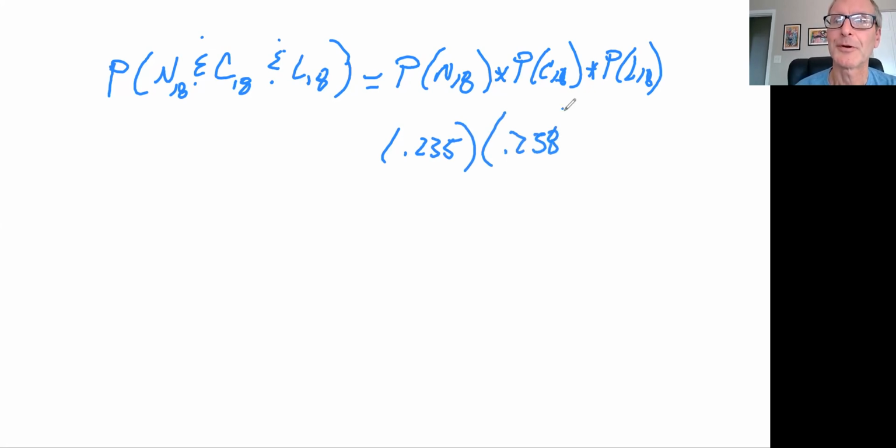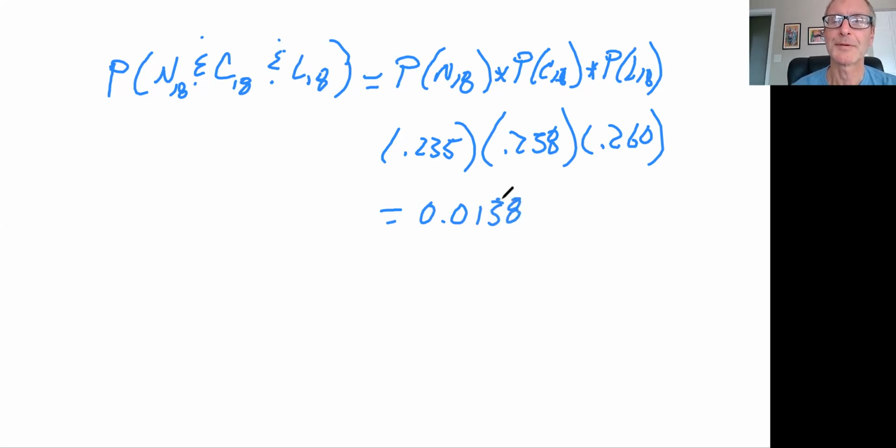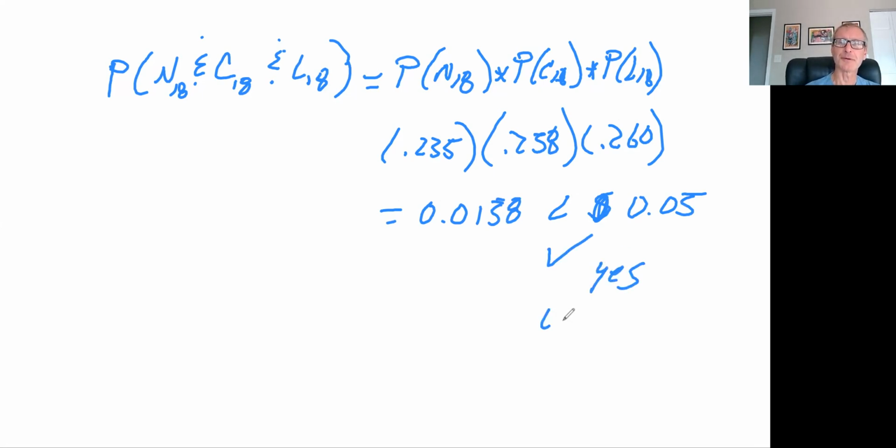I'm just reading them right off the slide. Again, these slides will be uploaded as well. You could take a look at them. And when you do that calculation, you get 0.0158, which is about 1.6%. And is that unusual? Well, it's unlikely, but the book uses the word unusual. And again, the criteria is, is this less than 0.05 or 5%? The answer is yes. So it is unusual.